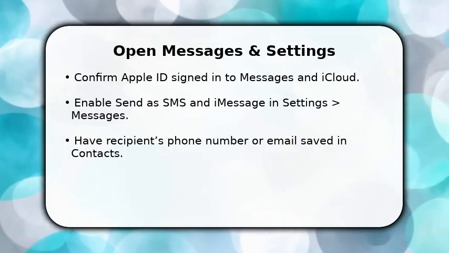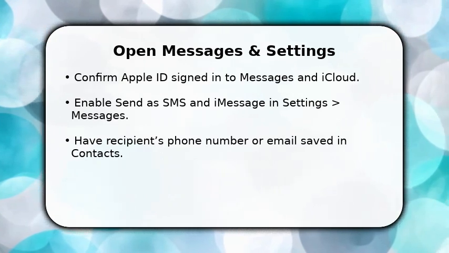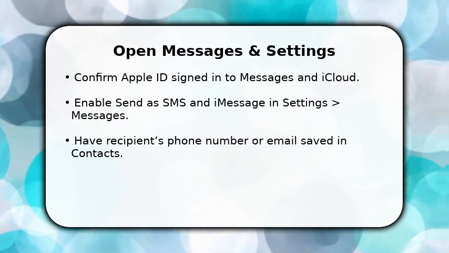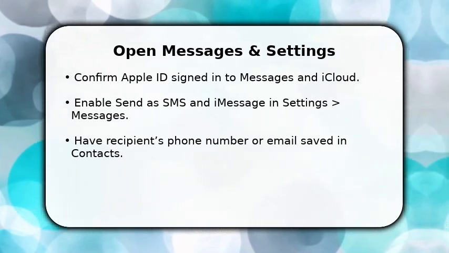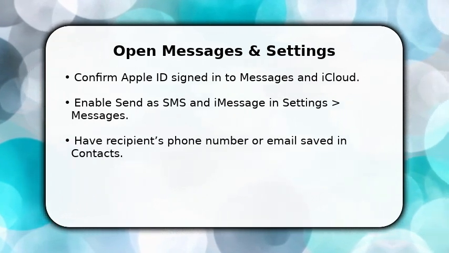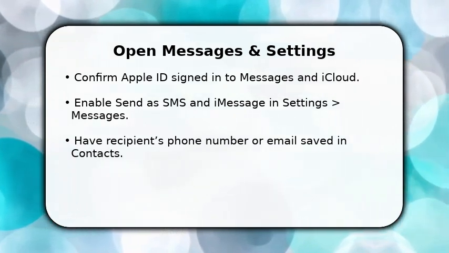You start inside Messages, open the app and tap the conversation you want to change. Once done, tap the contact name at top and choose Info to view addresses. Make sure iMessage is active. If not, go to Settings, Messages, and toggle iMessage on.